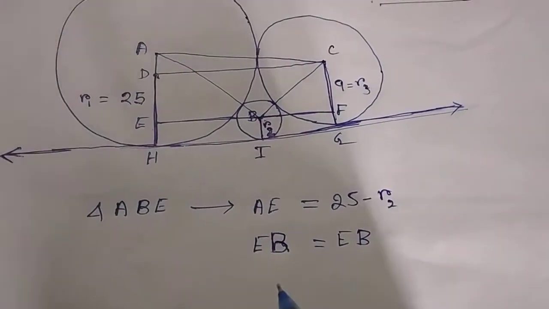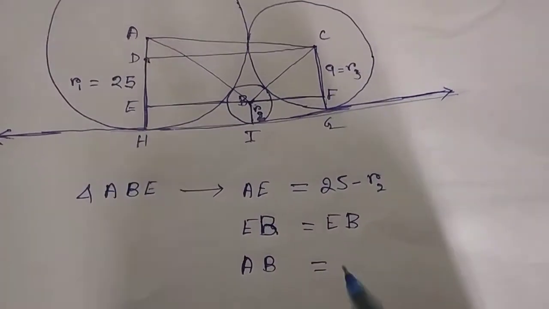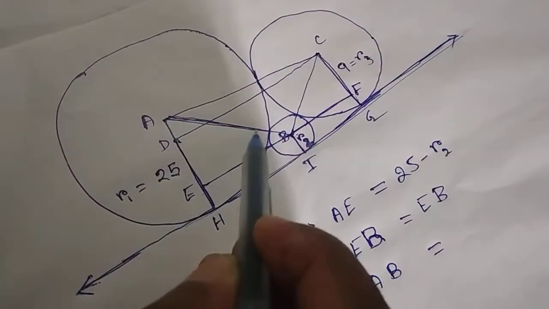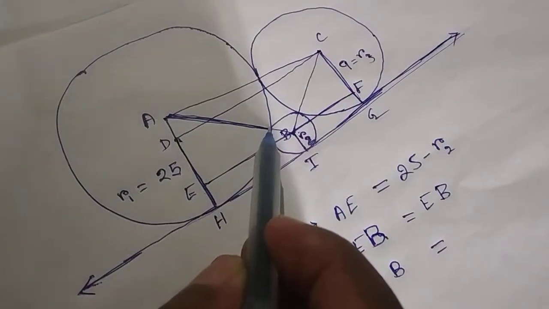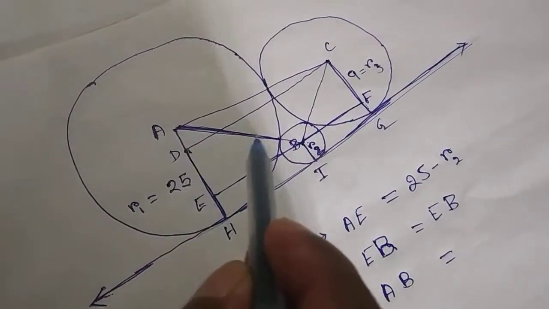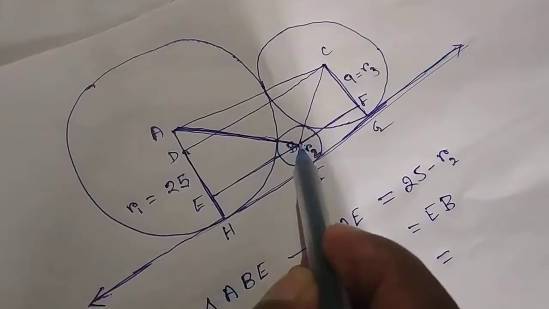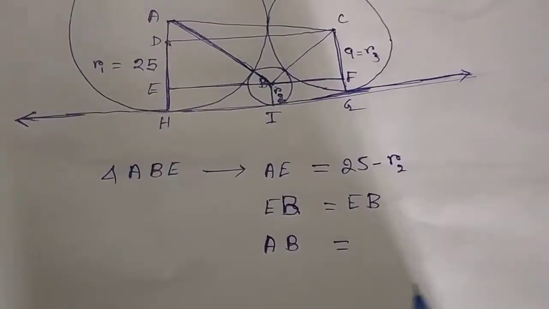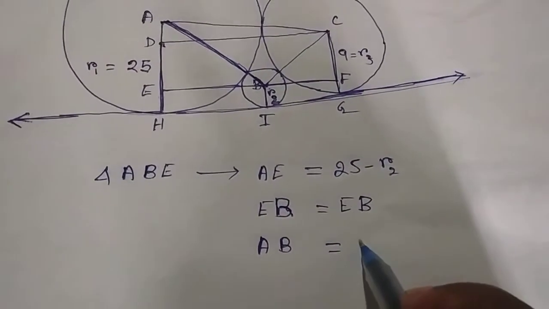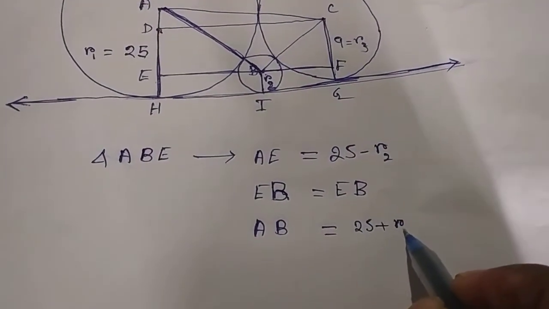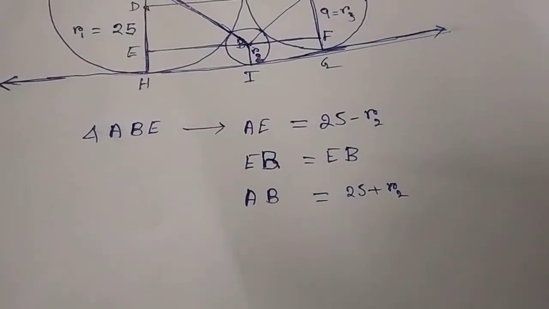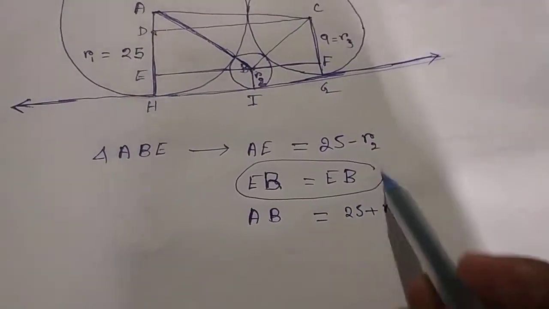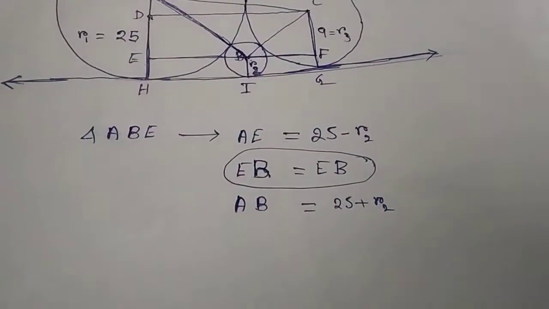And then we have AB. What is AB? You can see that here to here it is 25, because it is the radius of the circle, and here to here it is R2, the radius of this circle. Then what is the full length of AB? It's going to be 25 plus R2. Now you can see that we can find the value with the help of Pythagoras theorem.